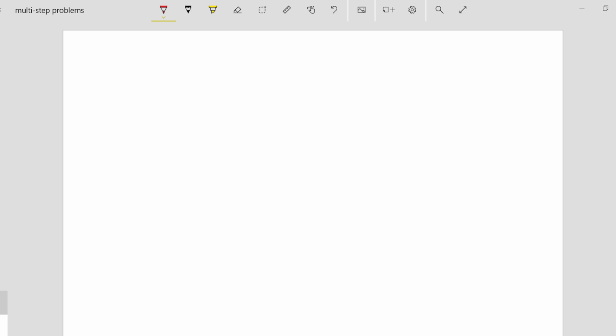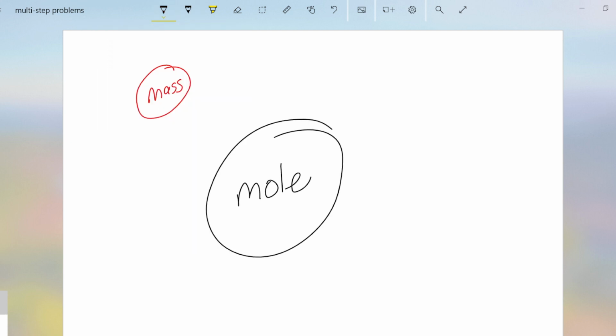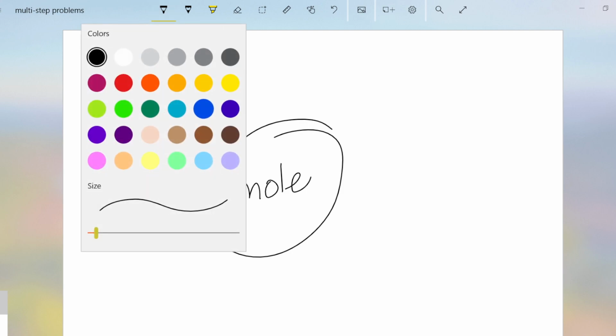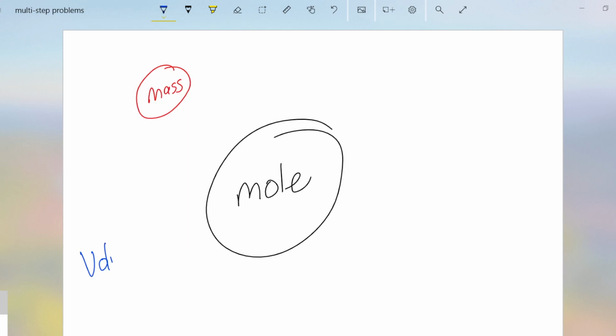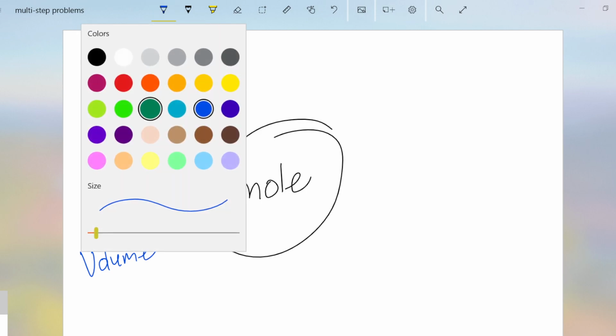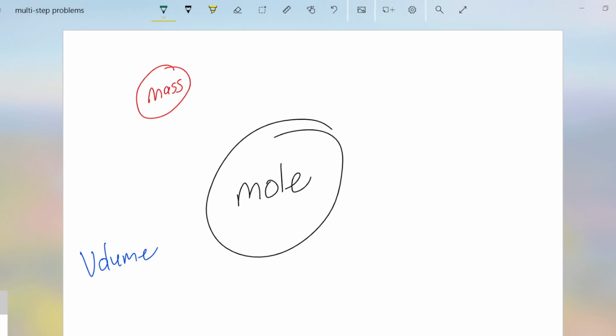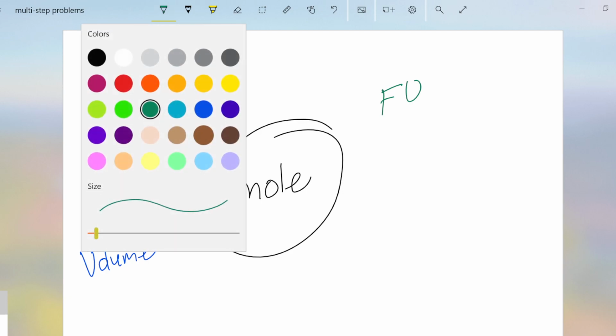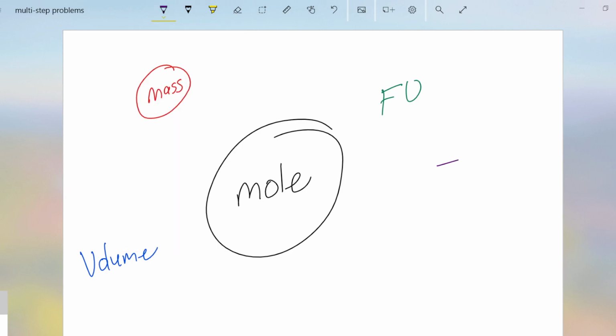Okay, so here's our last video. It's going to be covering multi-step problems. A multi-step problem is where you start off on one of the outlying areas, you go through Mole Island, and then you go to the other one. So let's say that we have our Mass Island here, and in the middle we'll have our Mole Island. We'll have Peter Volume Island here. We can do FU Island here, and let's say Total Atoms.